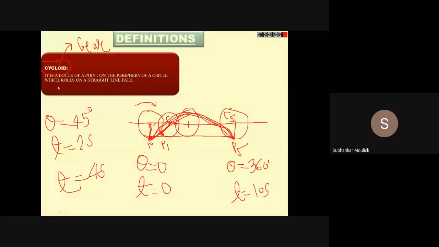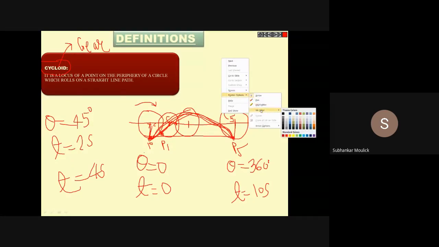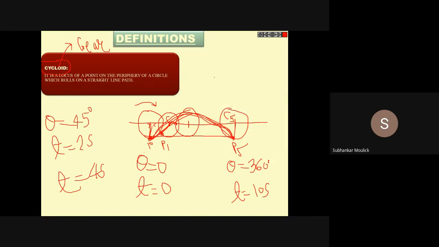See, it is written. What is a cycloid? It is the locus of a point on the periphery of a circle which rolls on a straight line path. That means I have a straight line. On this straight line, there is a circle, and this circle rolls for one revolution, that means 360 degrees.